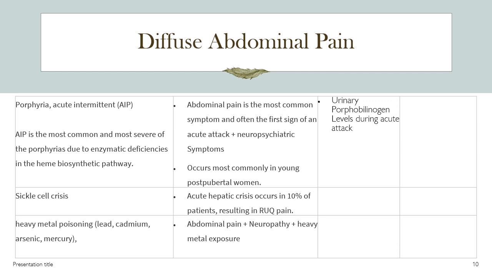Sickle cell crisis can present with abdominal pain. Then heavy metal poisoning like lead, cadmium, arsenic, mercury, where patients can present with abdominal pain and neuropathy, with a history of heavy metal exposure.